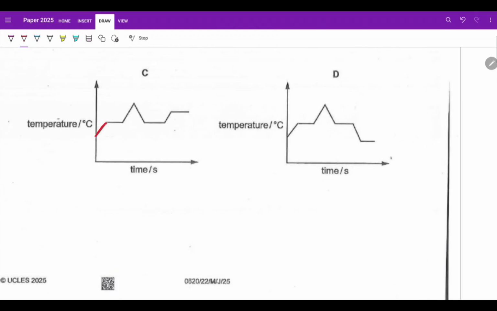Liquid is heated, it boils, converts into vapors. Vapors are cooled and condense, and then the temperature again increases. That is not possible.